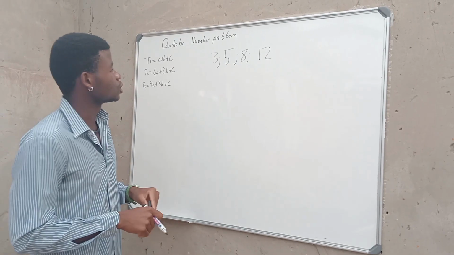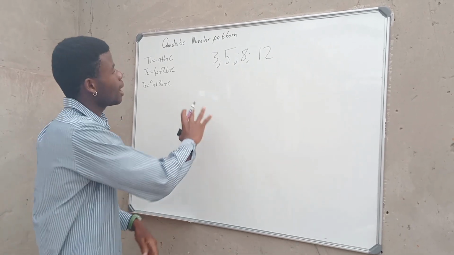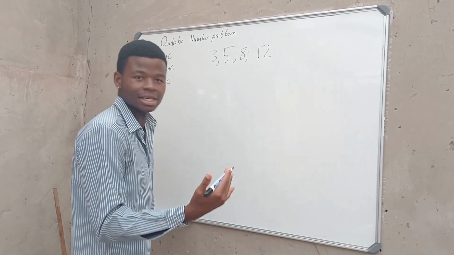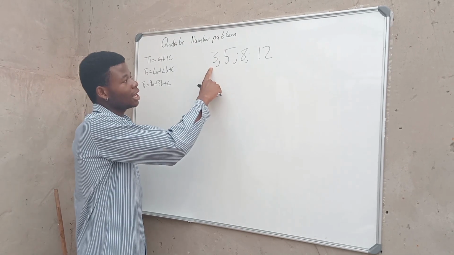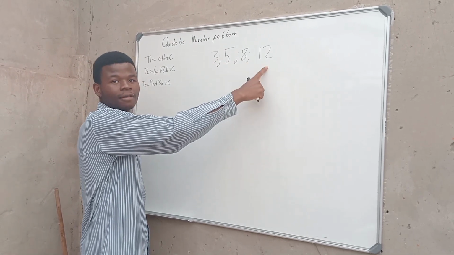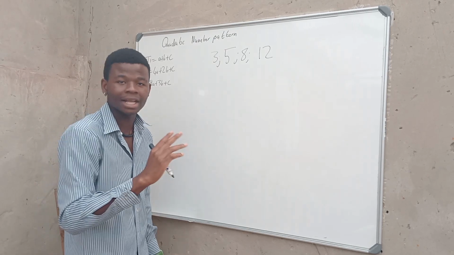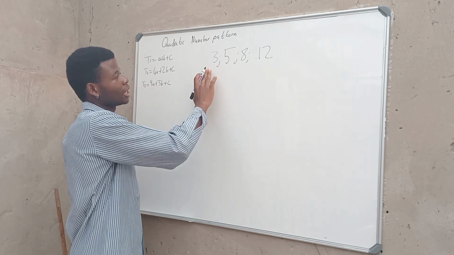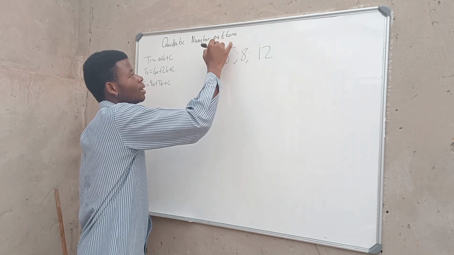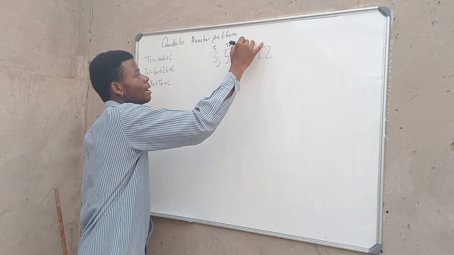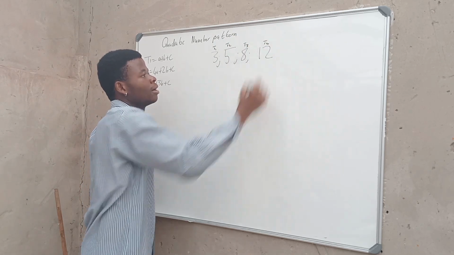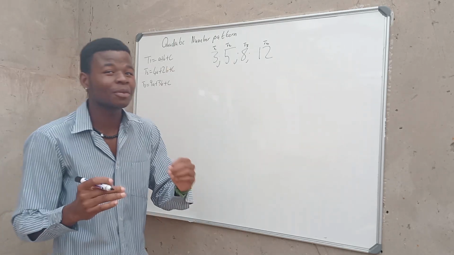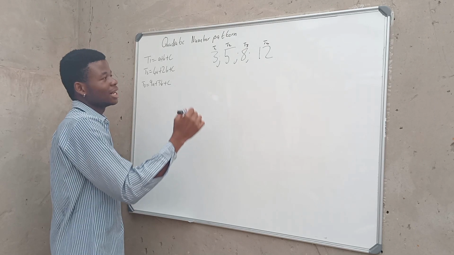Right now I am going to be performing an example once so that you can get this. So now we have 3, 5, 8, and 12. This is our example, right? 3, 5, 8, and 12. This 3 is our term number 1, term number 2, term number 3, and term number 4. We don't call them numbers, we call them what? Terms.